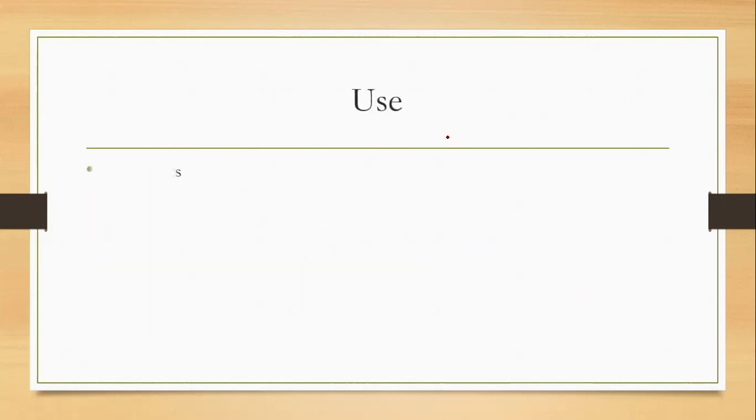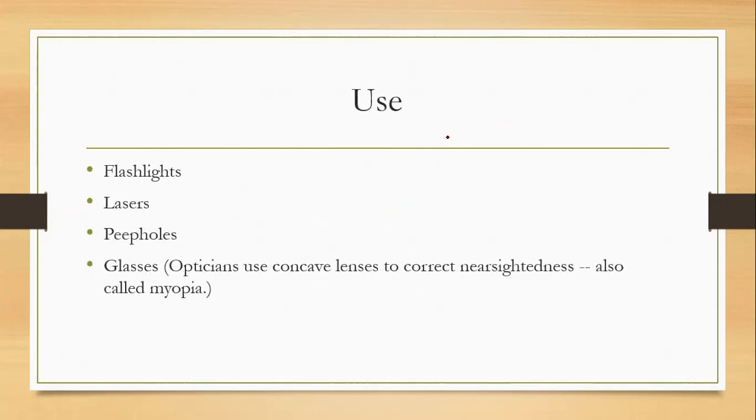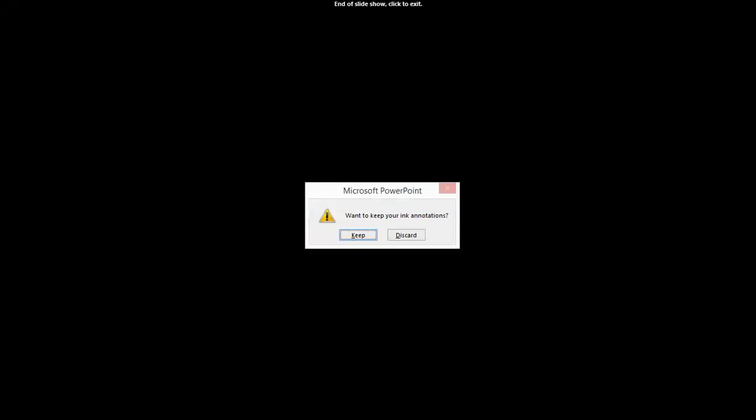So where do we use these lenses? We use them for flashlights, lasers, projectors, peepholes, glasses. We talked about farsightedness for the converging lens, but for nearsightedness, we use concave lenses, diverging lenses. So if you have myopia, this condition in your eyes, you are going to use a concave lens in order to fix it. Okay, in order to fix it, you have to use the concave lenses. All right.